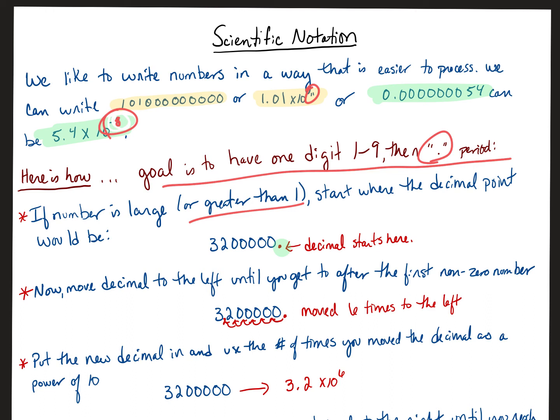Okay. And so what we're going to do if that's a large number is we're going to start moving it to the left. In this case, we go 1, 2, 3, 4, 5, and 6 times we move that to the left. So what that means is that we can take this new decimal and abbreviate this number as 3.2. I'm giving you all the whole numbers that are there. And since we moved it to the left 6 times, it becomes times 10 to the 6th.